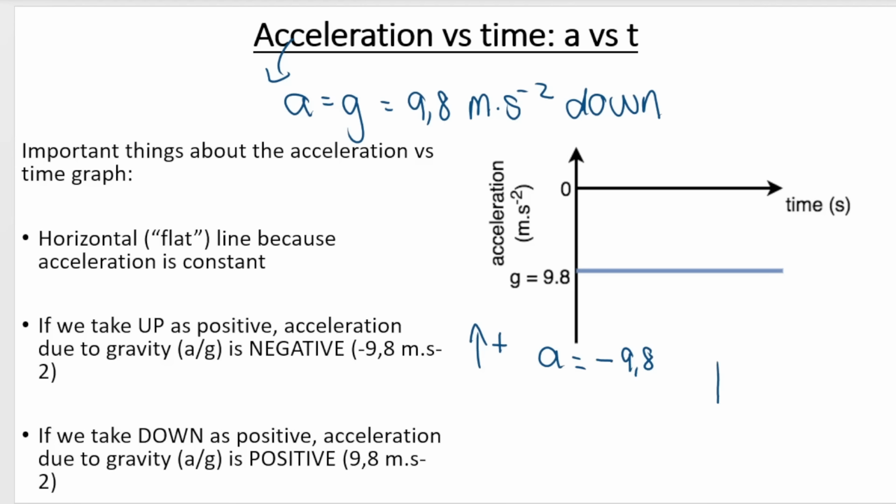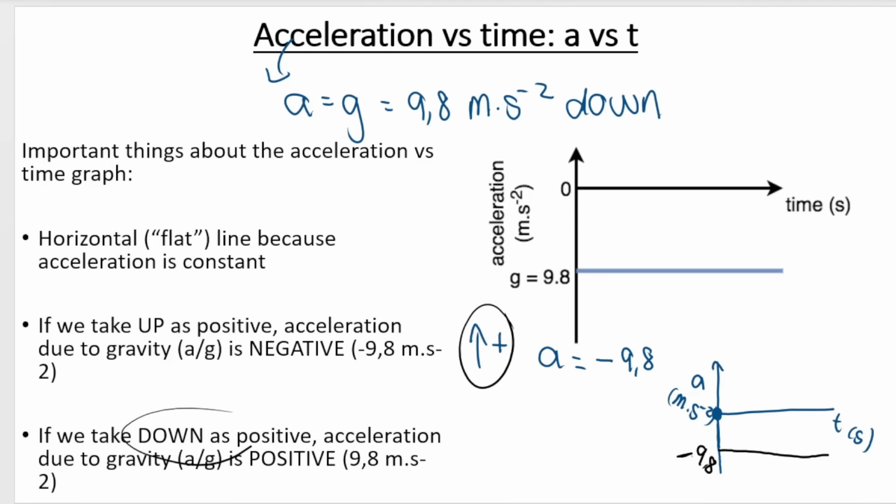So if I have to draw an acceleration versus time graph, the y-axis is acceleration in meters per second squared. The x-axis is time in seconds. This is 0. So if up is positive, acceleration is always down, which is negative. I need to draw my straight line underneath the x-axis. Please use a ruler, not like me. That would be negative 9.8, because up is positive, so acceleration is down, which is negative.